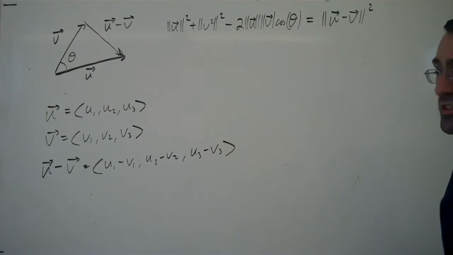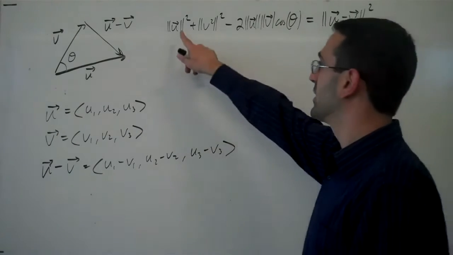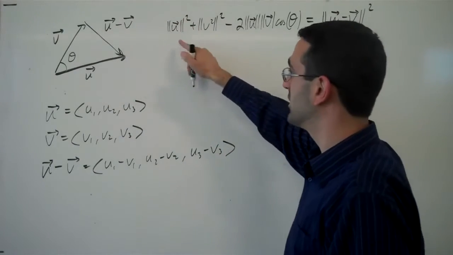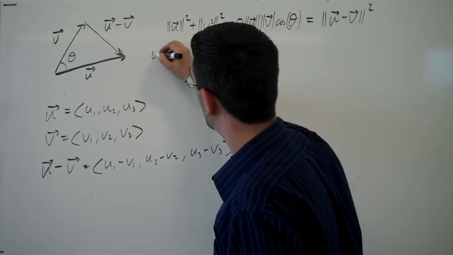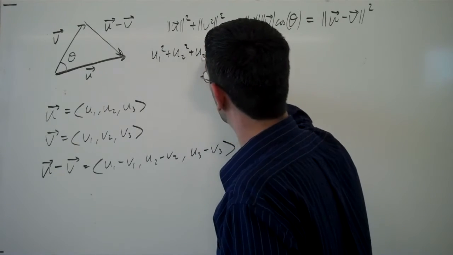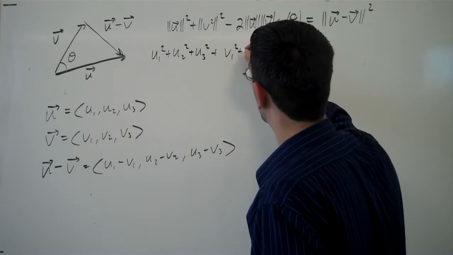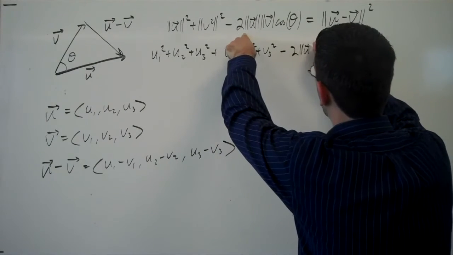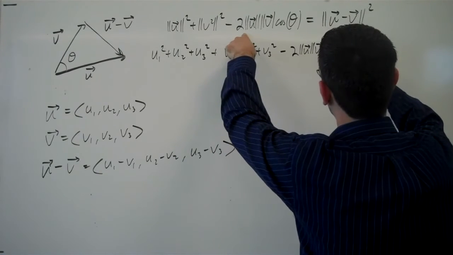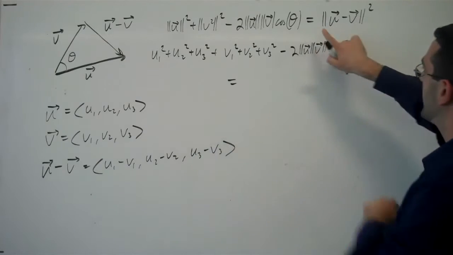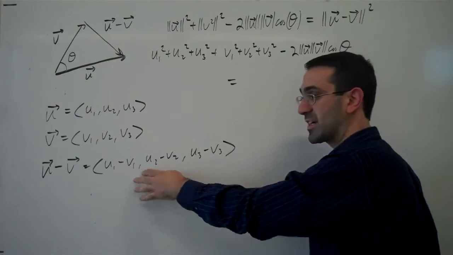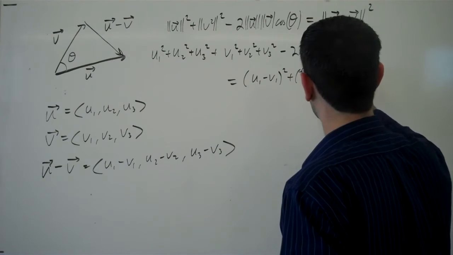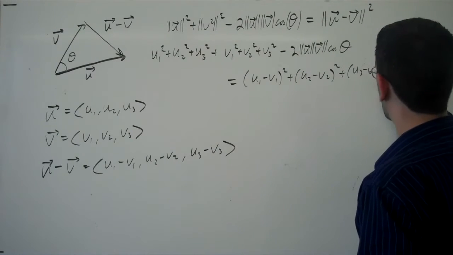So now we need to think about the magnitudes of these vectors. And so the magnitude of u would be the square root of the sum of the squares. So the square will undo the square root for the magnitude, and we'll end up with u1 squared plus u2 squared plus u3 squared. Same thing here, we'll end up with v1 squared plus v2 squared plus v3 squared. Here I'm not going to do anything with this right now. Don't want to make this more complicated than I need it. Equals, and now the magnitude of this vector squared will be u1 minus v1 squared plus u2 minus v2 squared plus u3 minus v3 squared.